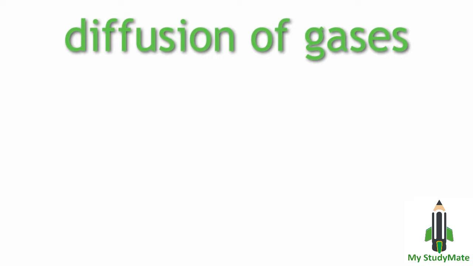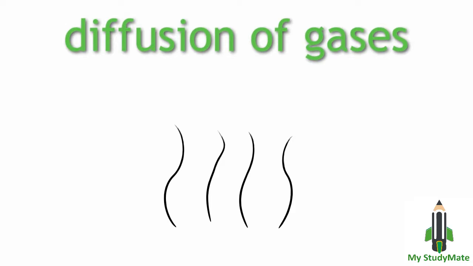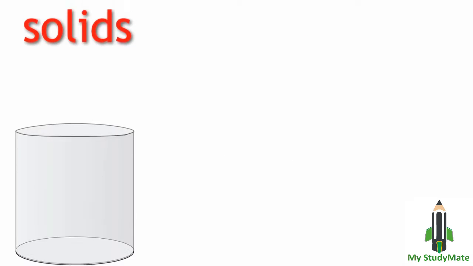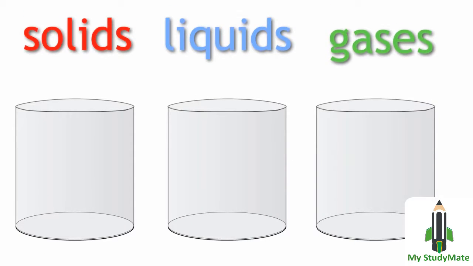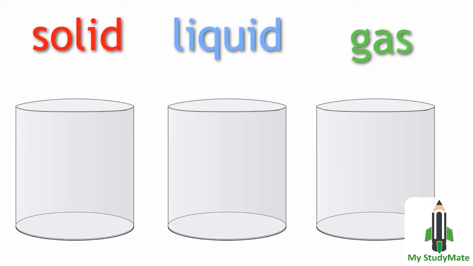In this lesson, we are going to learn about diffusion of gases. This will help you to understand how gases behave and also explain why smells spread. Before we start, you need to recall what solids, liquids and gases are like in terms of their particles.